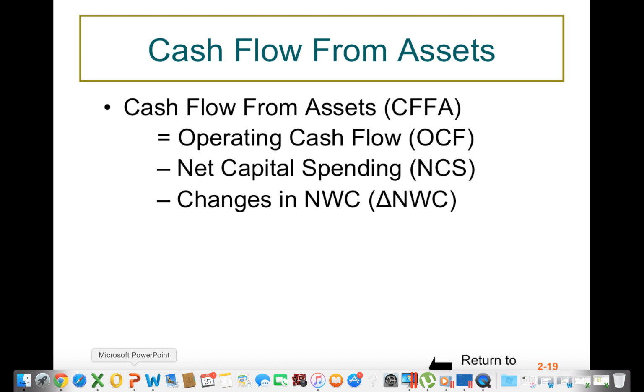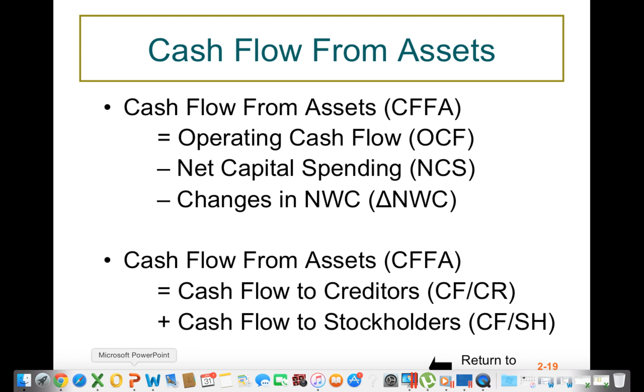So you can imagine there's a lot of formulas involved here just to get your cash flow from assets, also known as your free cash flow. Alternatively, there's another way to calculate this, and that would be utilizing your cash flow from creditors plus your cash flow from stockholders. The cash flow from creditors is equal to your interest paid less your net new borrowing. But what's net new borrowing? Net new borrowing is your ending long-term debt less your beginning long-term debt.